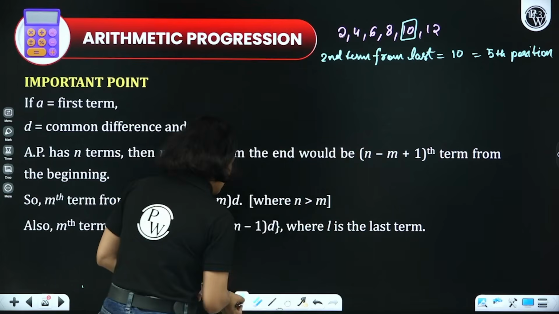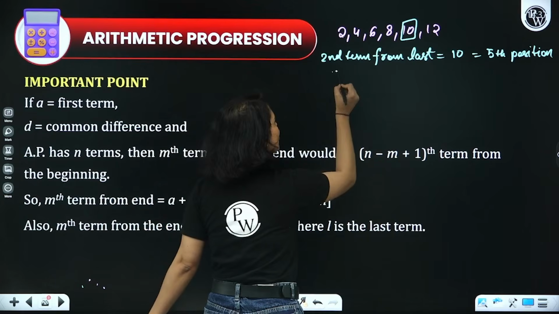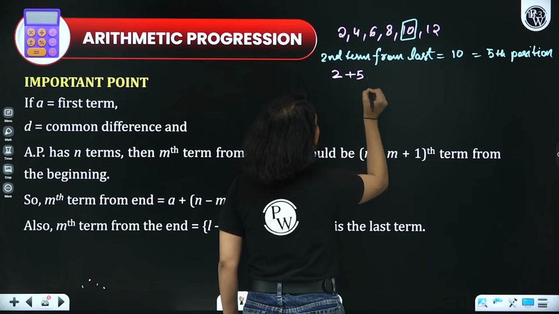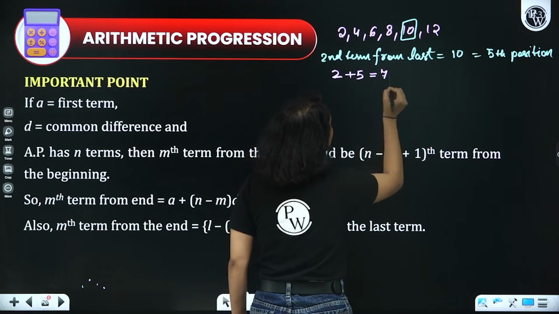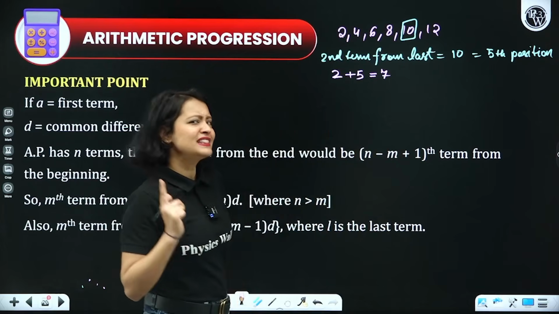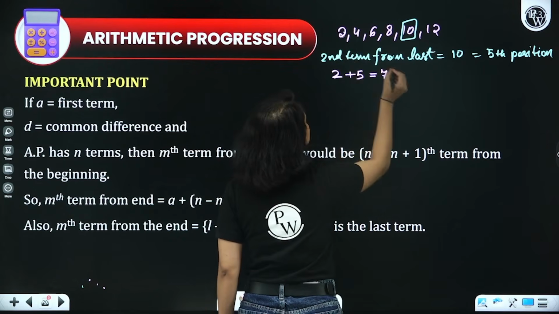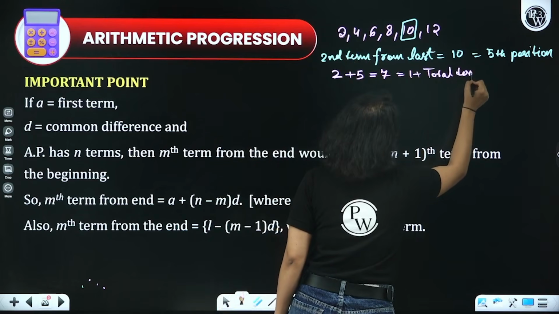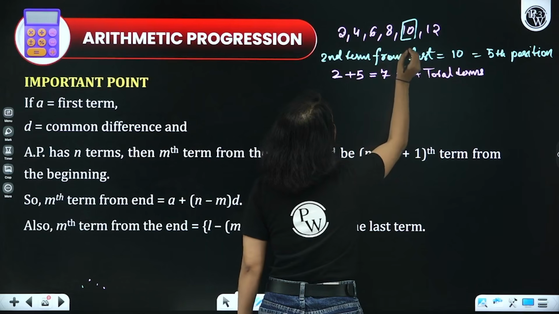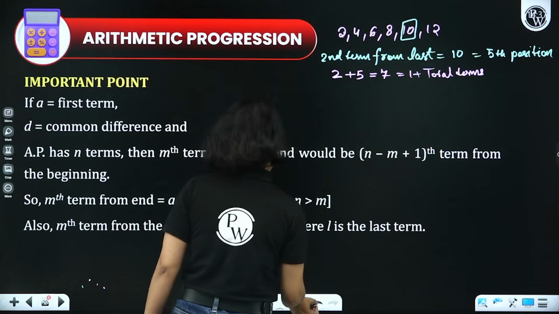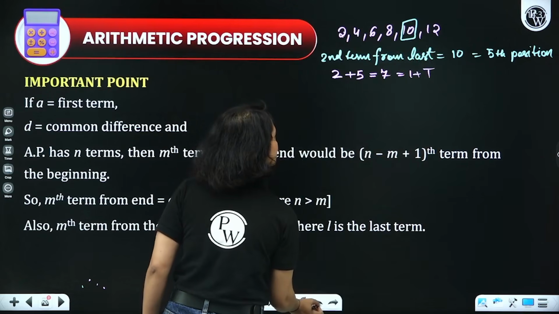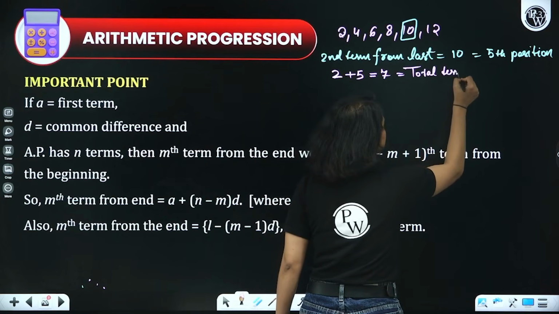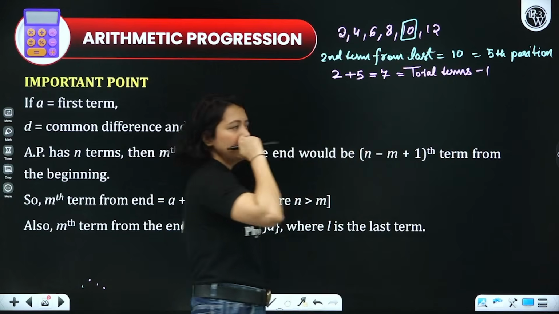Now notice that from the end its position was second, and from the beginning its position was 5. If you add 5 and 2, what do you get? You get 7. What is the significance of 7 here? The significance of 7 is that 7 is one less than total terms, sorry, my fault, guys. 1 less than total terms. Total terms that we have in the AP, minus 1.